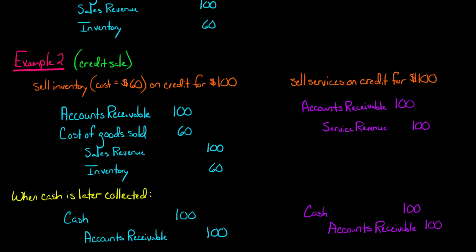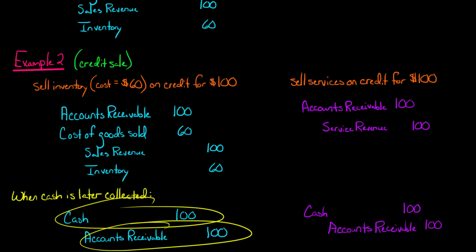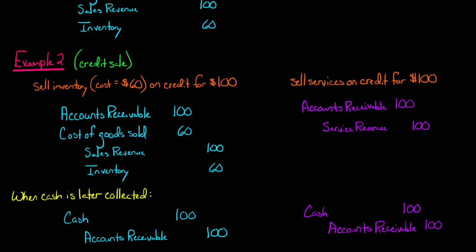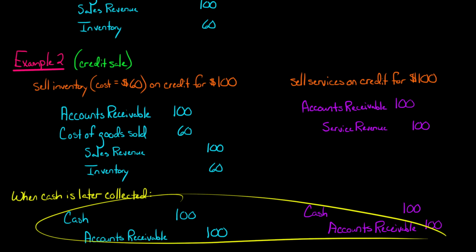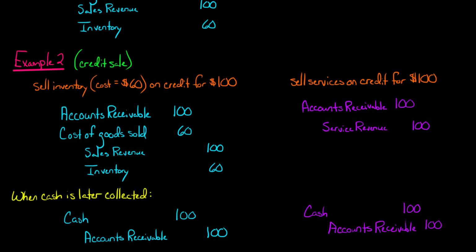Okay, so when they receive the cash at a later point in time, they're going to debit cash for $100 and they're going to credit accounts receivable for $100. And that's going to be the same journal entry, whether they had originally sold inventory, whether they had originally sold services. In either case, at some point later, they receive the cash, they debit cash, and they credit accounts receivable.